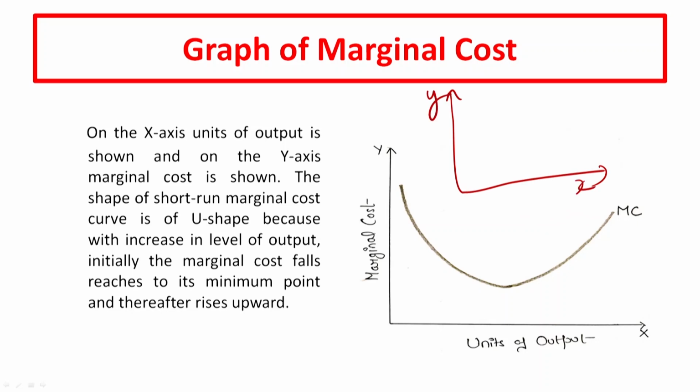Why U-shaped? Because initially with an increase in level of output, you will have increasing return and diminishing cost. Then constant return and constant cost. Thereafter diminishing return and increasing cost. That is why your marginal cost is U-shaped.